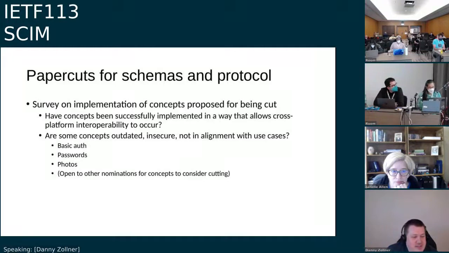And there's other things like photos as well, which we've discussed in the interim, which from a cross-cloud standpoint are hard, if not impossible, to implement due to security concerns.